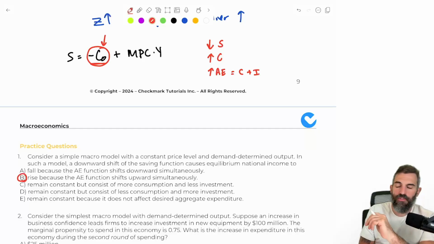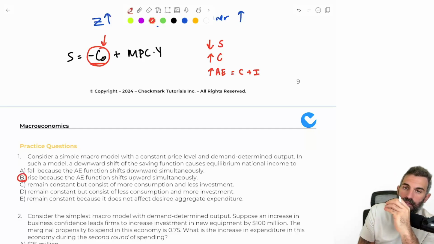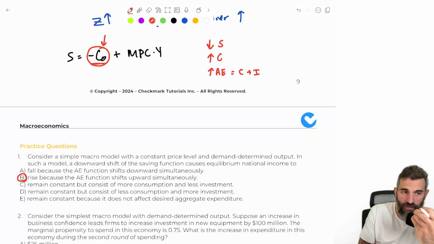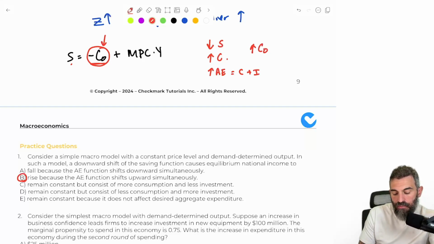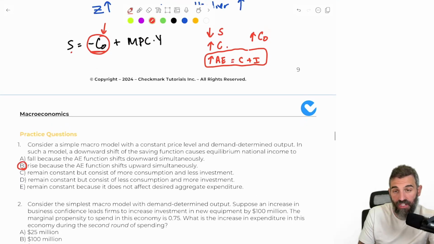And don't just scroll away from this question. Think about it. We said it was a downward shift. So we know that that's caused by something autonomous. A downward shift in savings is an upward shift in consumption. So you have an increase in your autonomous consumption, which will shift up the aggregate expenditure and therefore increase the real GDP.